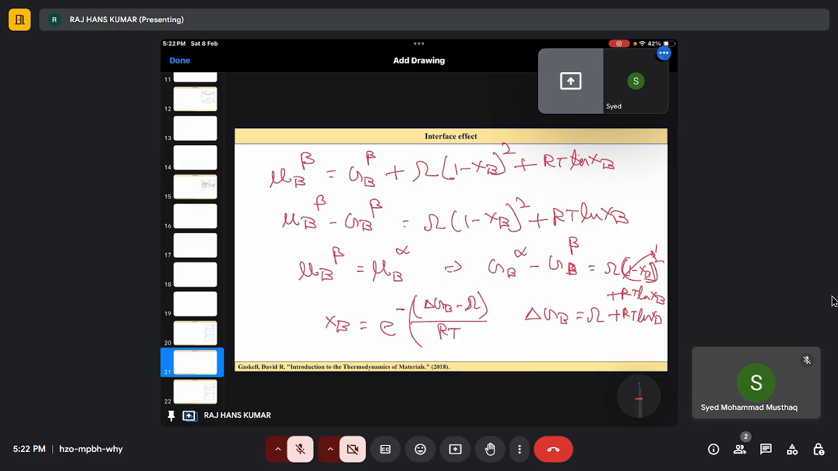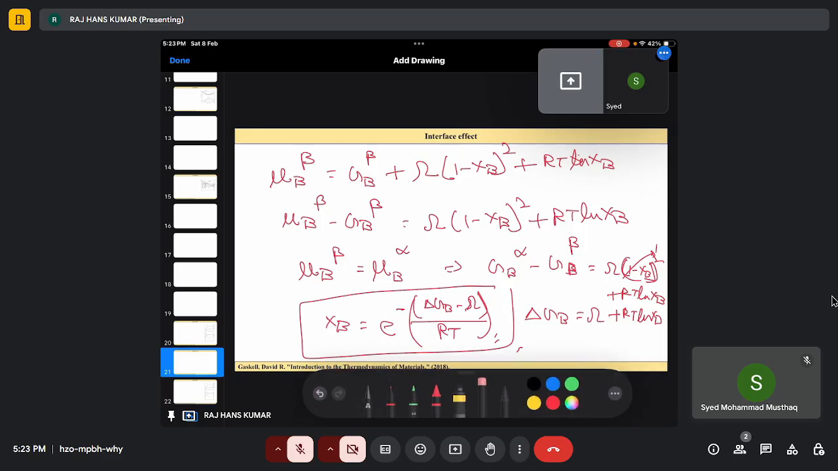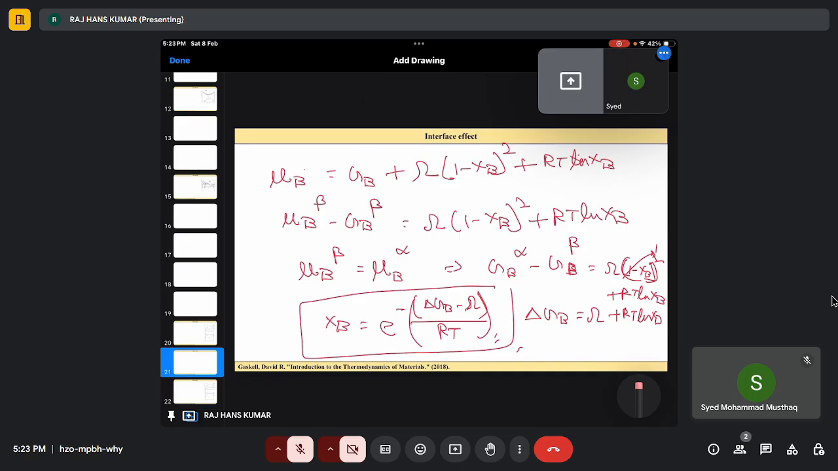So this is how the composition changes with respect to temperature, right? So this is how the composition varies, right? So let's say if you write it for alpha, for example, if you want to check how the solubility of alpha is changing, okay?